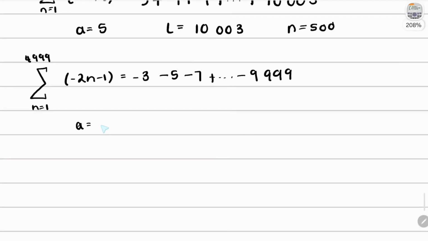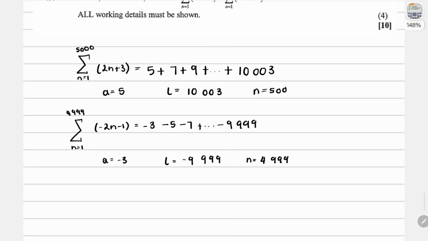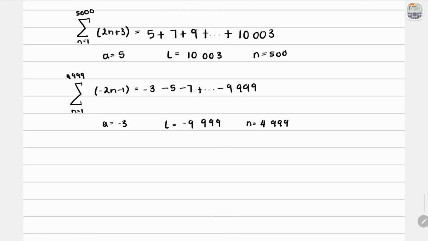We need the value of a, which is negative 3. We need the last term, which is negative 9,999. And we also need the value of n. So again here, it's also an obvious case because n starts at 1. So we know that they are indeed 4,999 terms.